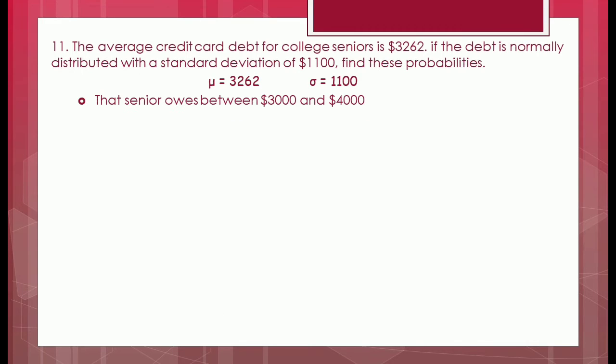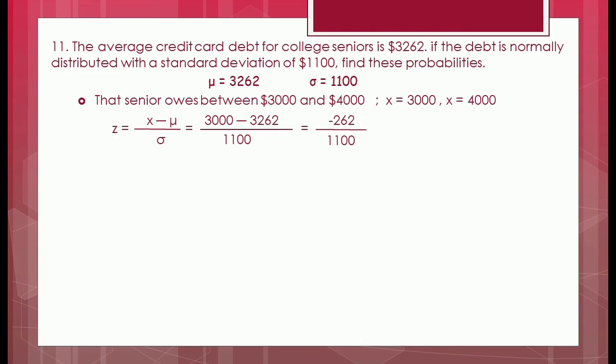Then last, we have to find the probability that a senior owes between $3,000 and $4,000. So we have the given mean equal to 3,262 and the standard deviation of 1,100. We will use the two values, which are 3,000 and 4,000. Z is equal to x minus the mean divided by the standard deviation, which is 3,000 minus 3,262 divided by 1,100. We have negative 262 divided by 1,100. Then z is equal to negative 0.24.